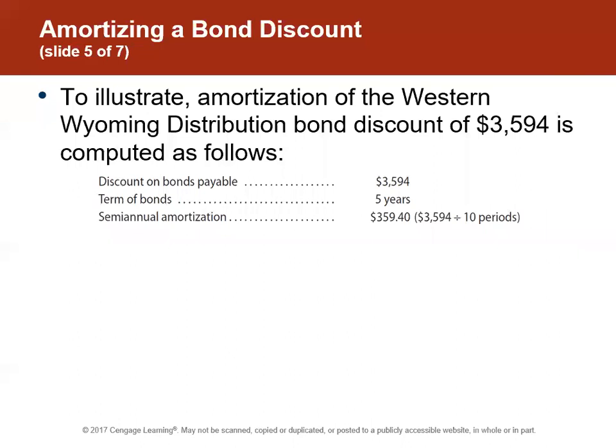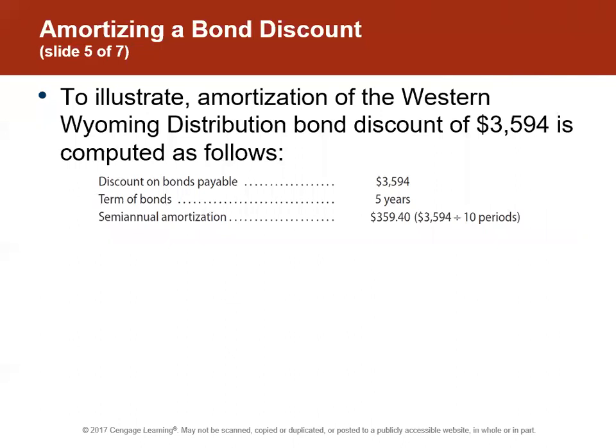So the discount on the bond was $3,594. The term was 5 years. So the semi-annual amortization, all that means is that that's the amount of the discount that we're going to recognize every 6 months. Okay? So we take the discount amount and divide it by 10 periods. So again, we get this 10 periods because that's how many interest payments we're making. 5 years of payments twice a year. Okay? So that's where they get the 10 periods.